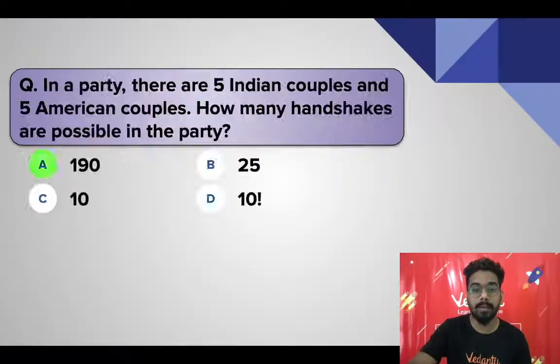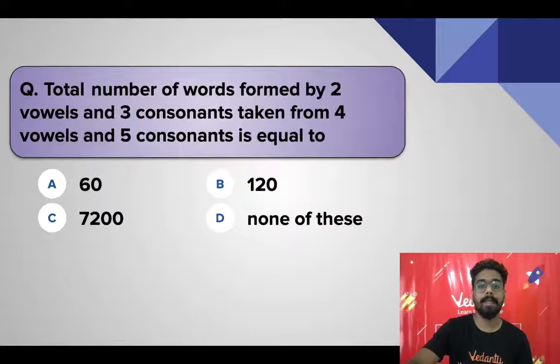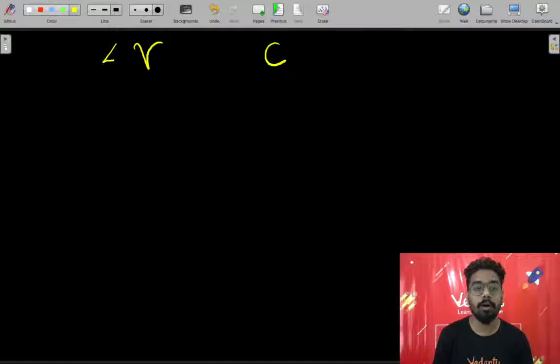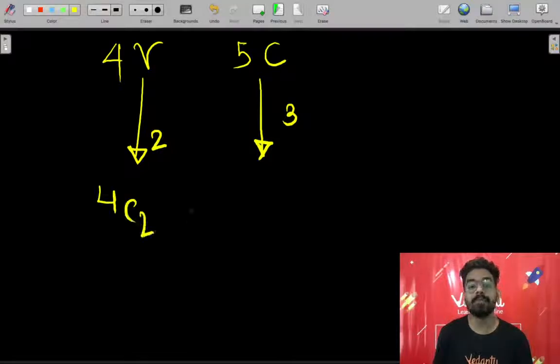Now the question, what was the question? That we want to make a word from the vowels and the consonants. Now how many vowels and consonants are we having? So we are having 4 vowels and 5 consonants. We need to select 2 vowels and 3 consonants. So what I will do, 4C2 and for 3 consonants, 5C3.